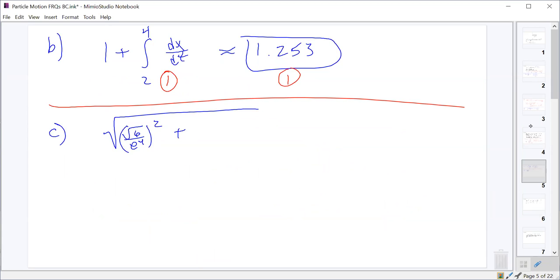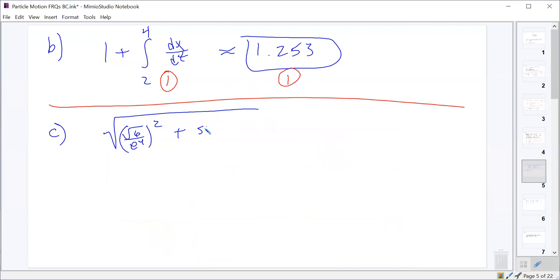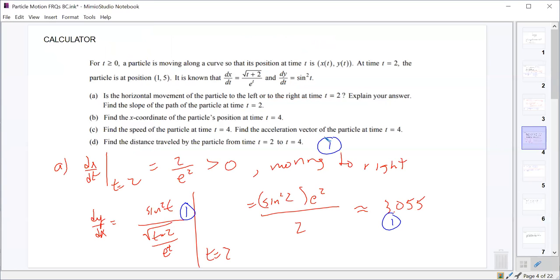Squared plus sine to the 4th of 4. And that came out to be 0.575. That was 1 point so far. And then the second part of that question was asking about the acceleration, I think. Yeah, find the acceleration vector of the particle at t equals 4.